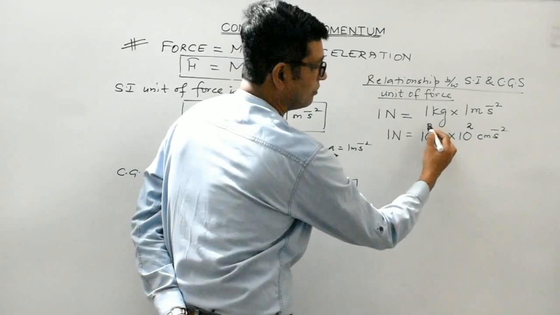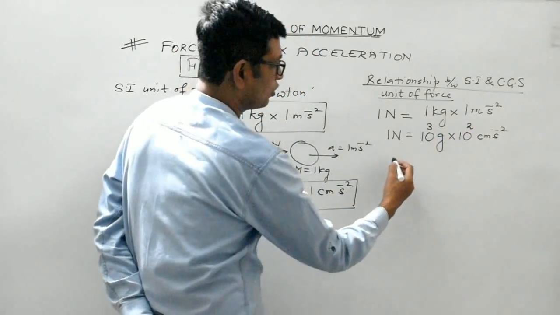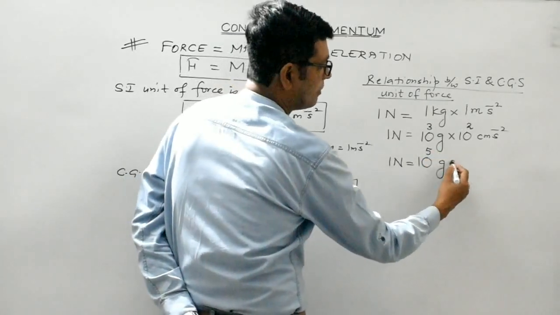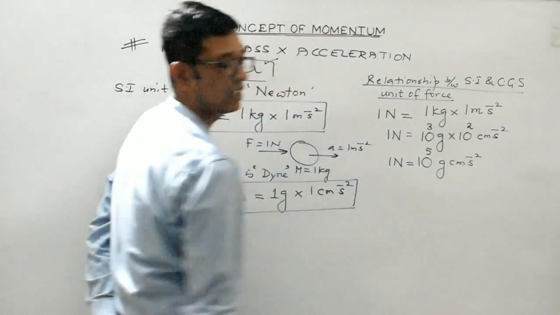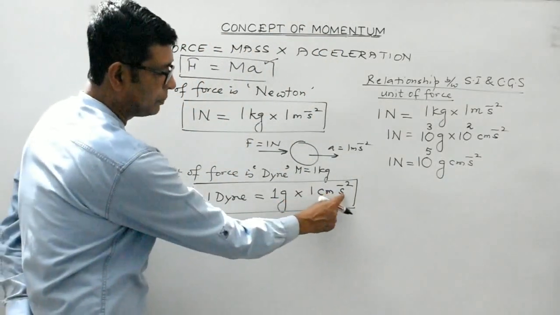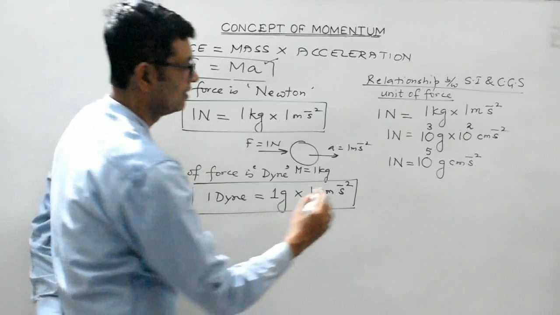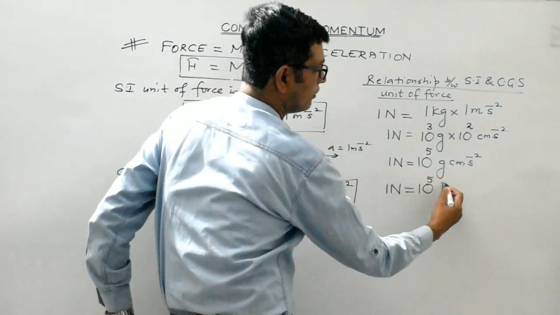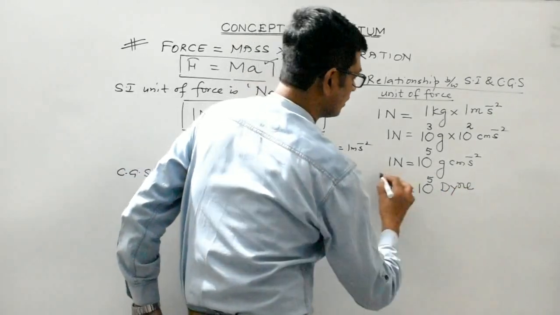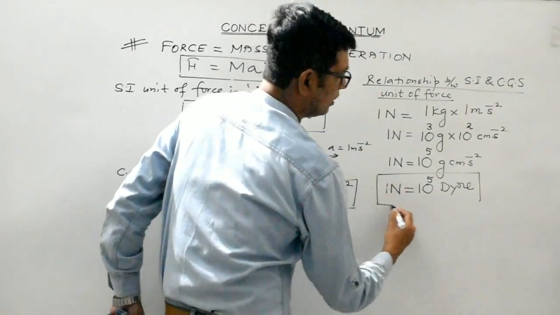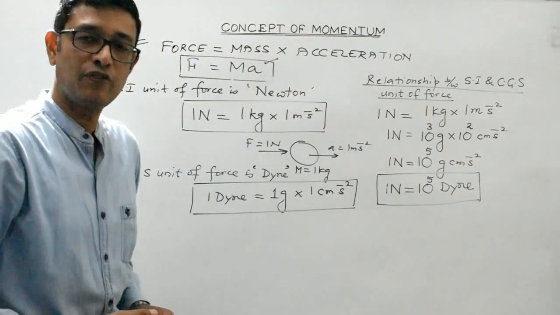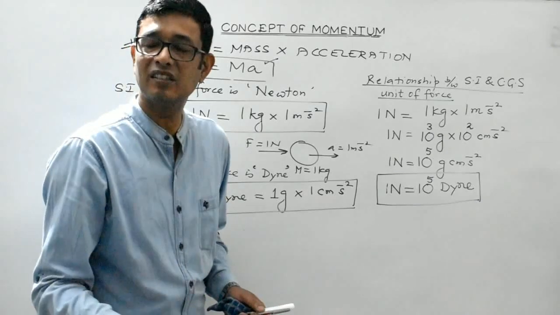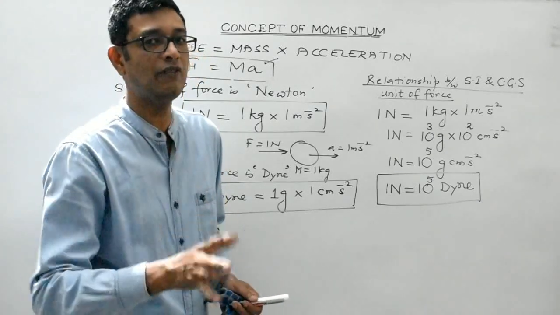Now if the base is same, then the powers get added up. So what you get is 1 Newton is 10 raised to the power 5 gram centimeter per second square. And students, gram centimeter per second square is known as dyne. Therefore, 1 Newton is equal to 10 raised to the power 5 dynes. This is a very important relationship. Newton is the SI unit of force, while dyne is the CGS unit of force. And the relationship between them is 1 Newton is 10 raised to the power 5 dyne.